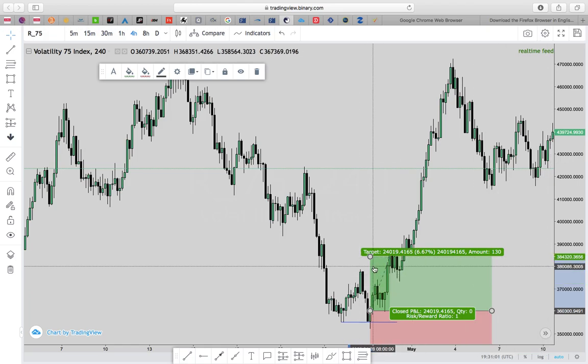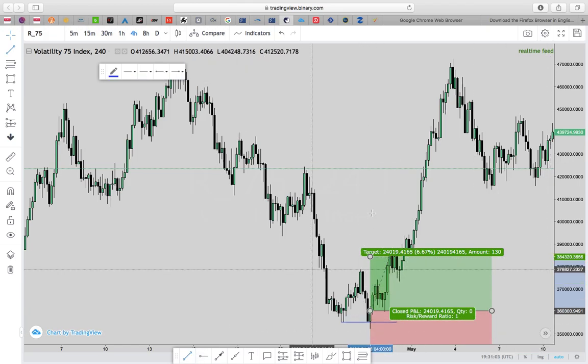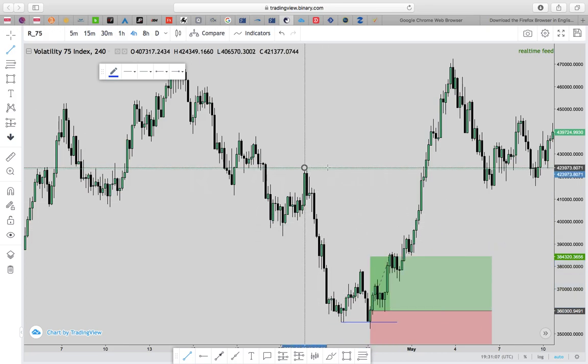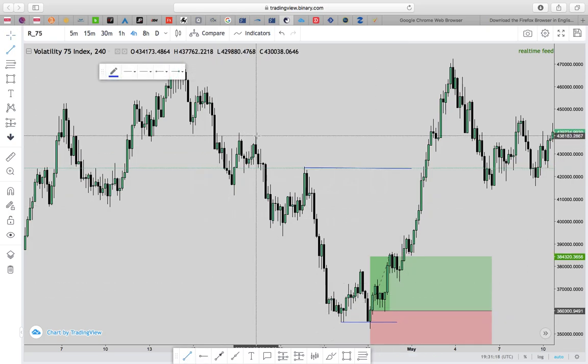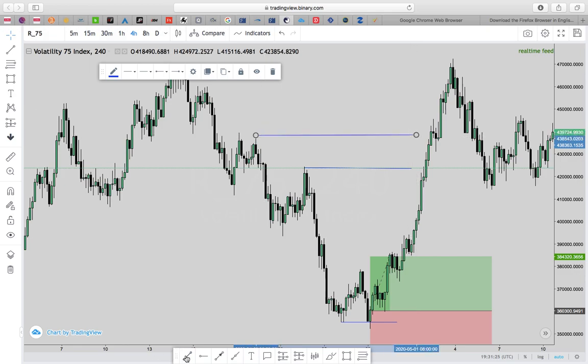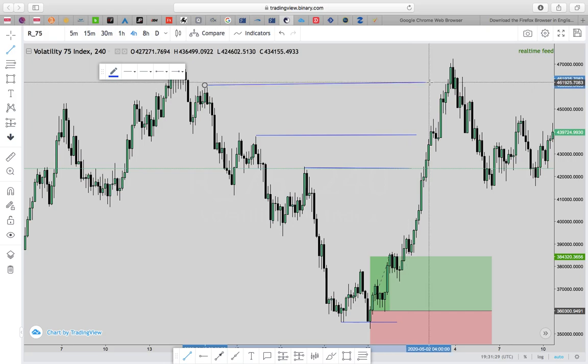Then where is our TP? So the TP, what you need to do, we need to mark all this zone. Let's say we mark this. This is the level of liquidity. This is the first level of liquidity. And another one is the one on top there. And the third one, we can put this one because you need to mark all these because this is your target.